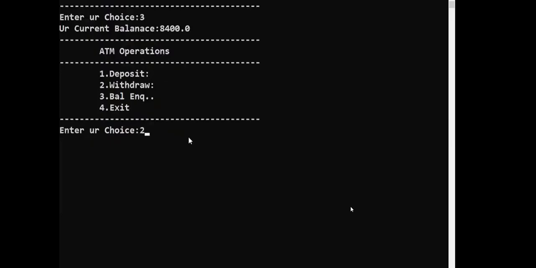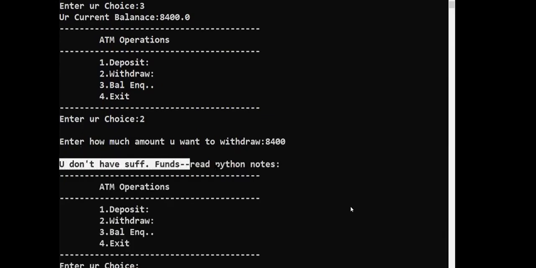Enter your choice, 2, and you give 8,400. My bank will not give the total amount back to you. It has to maintain 500 rupees always in my account. So it is saying you don't have sufficient funds.